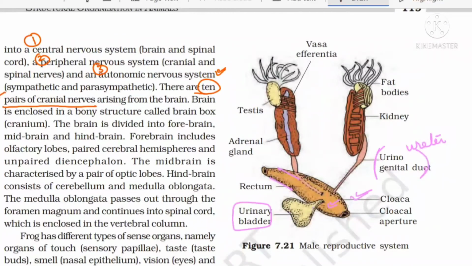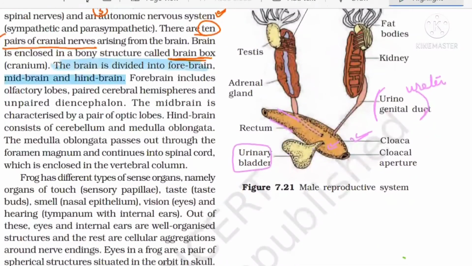We are having 12 pairs of cranial nerves. And the brain is present in the brain box, the cranium. We have a total of 8 cranial bones. They are not mentioning the bones, they are just telling it is a brain box, cranium. You know very well, in our case also the brain is divided into 3: forebrain, midbrain, and hindbrain. Here also we say the brain is divided into forebrain, midbrain, and hindbrain. Forebrain, we say forebrain includes what? It includes olfactory lobes, paired cerebral hemispheres, and unpaired diencephalon.